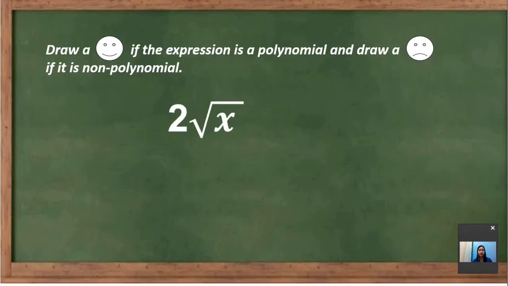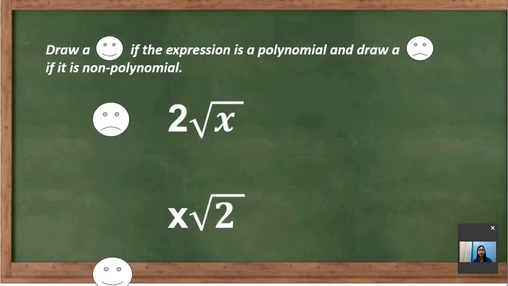Next pair of expressions, we have 2 the square root of x and x the square root of 2. So the difference between these two expressions is the radicand. In the first expression, the radicand is x. In the second expression, the radicand is 2. So which one is a polynomial? You're right. The first expression is a non-polynomial, while the second one is a polynomial. This is a non-polynomial since there is a variable under the radical sign.